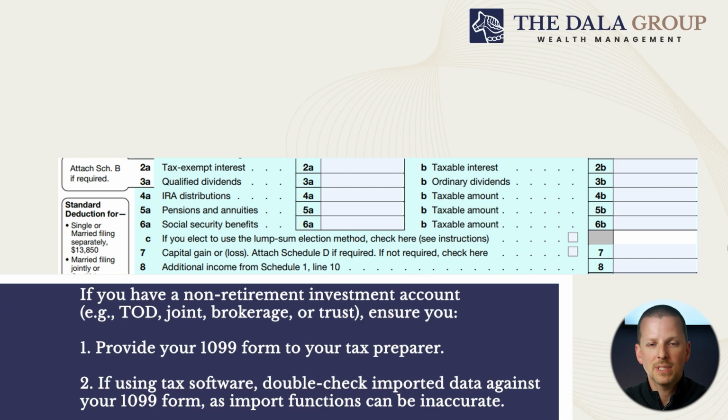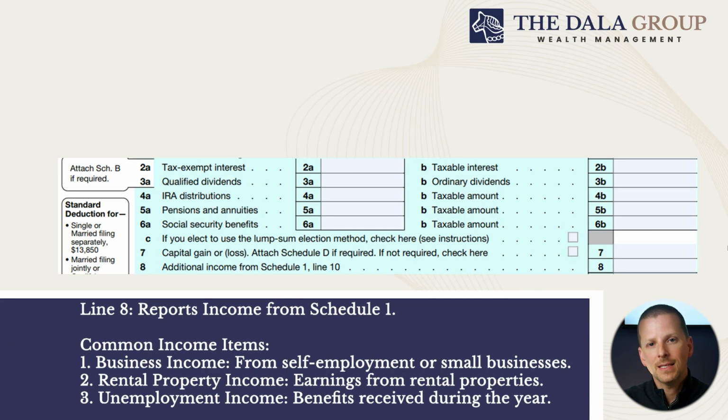If you have a non-retirement investment account such as a TOD, joint account, brokerage, or trust account, ensure you provide your 1099 form from the financial institution to your tax preparer. If you're using tax software, we found that the import function does not always work, so compare the numbers imported to your 1099 form. Now, line 8 is where income from Schedule 1 is reported.